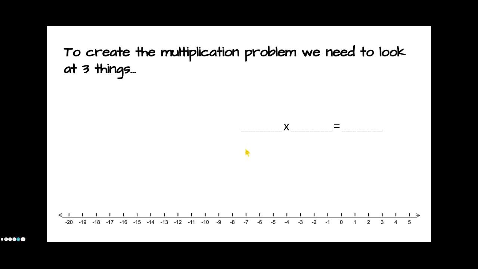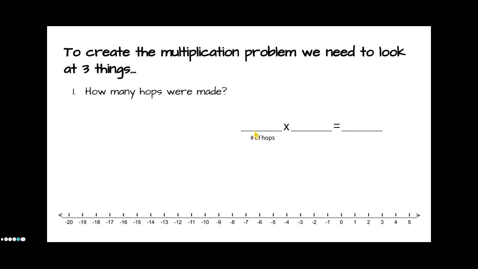So let's get started. In order to create a multiplication problem that looks like this, we need to look at three things first. The first thing we need to look at is how many hops were made. Once we figure out how many hops were made, we're going to put that number right here in the first blank.